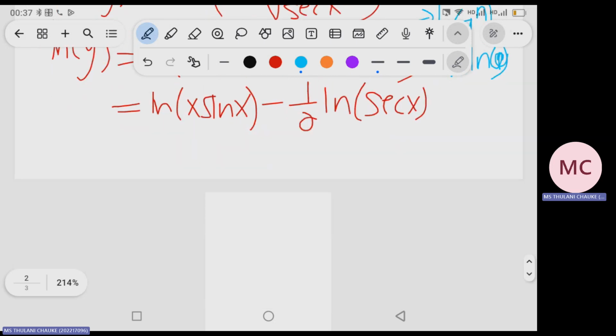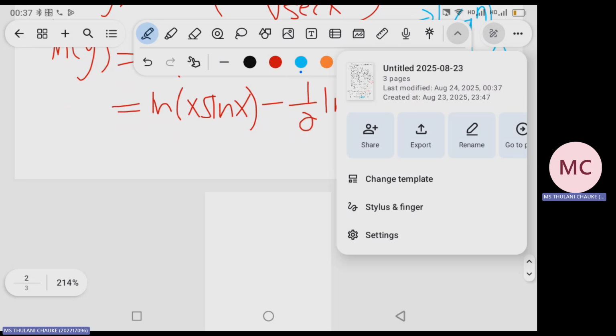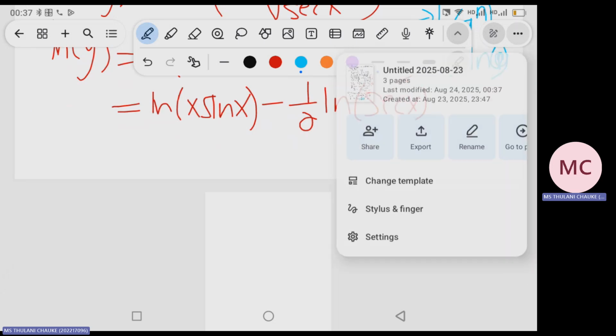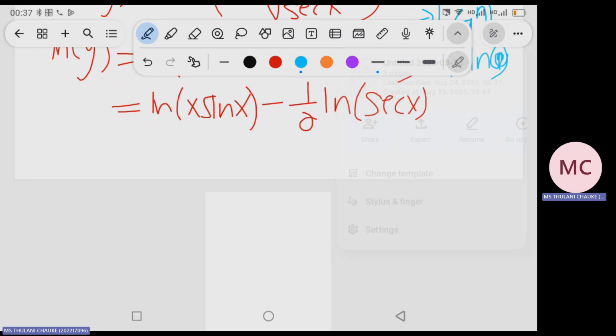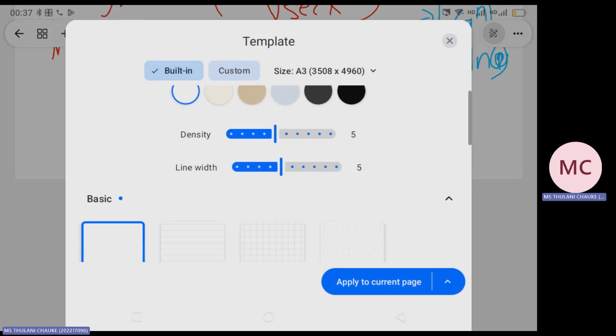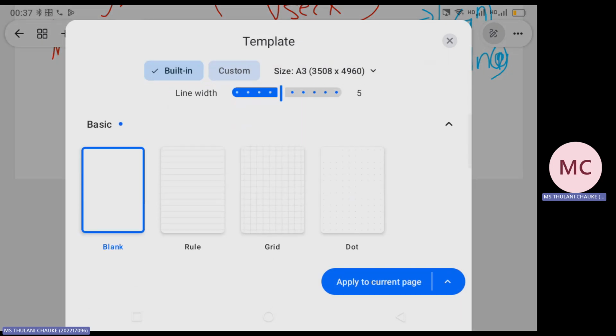Right, and then let me also increase this, the next page.